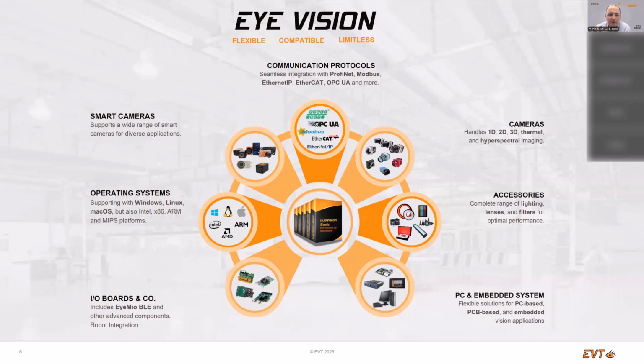Besides all the image acquisition stuff, we also support a wide range of I/O systems, from bus-based I/O, which is more and more the common usage. It's OPC UA, Profinet, Modbus, EtherCAT, Ethernet IP, Ethernet, of course, UDP, also RS232. So there shouldn't be any problem connecting to any I/O.